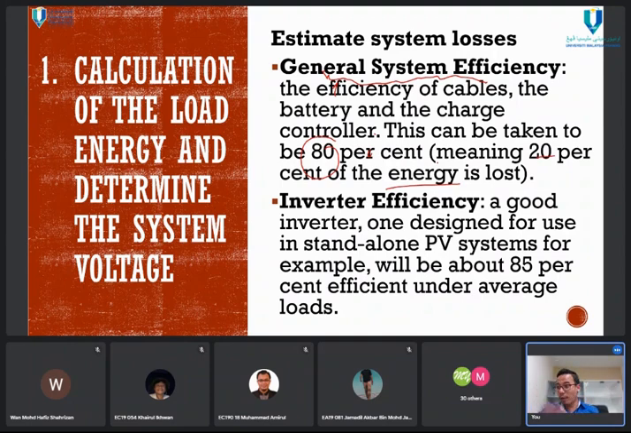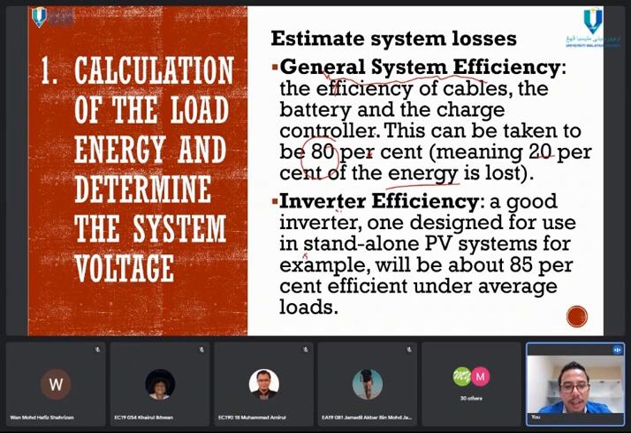Maybe 70 to 80% of the general system efficiency, which means 20% or 30% is lost because of the cable and so on. Okay, next, what is the general system efficiency? Overall, it is the lump sum efficiency, that means the lump sum deduction of losses, including the battery and so on.